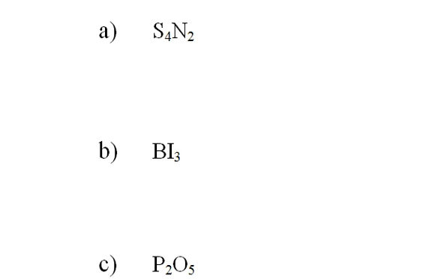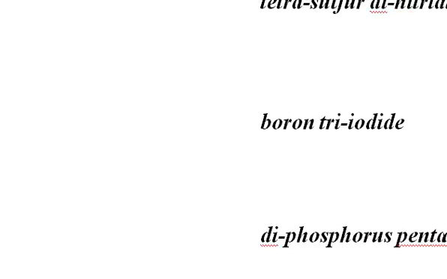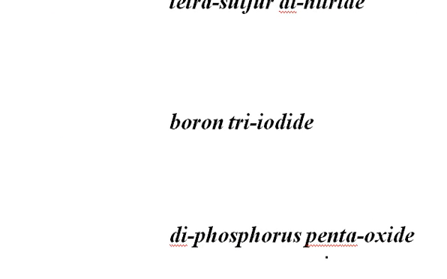Letter C, we have P2O5, which means we have phosphorus and oxygen. Drop the last 2 syllables on the oxygen, so the gen goes to ide, and we have oxide. Since we have 5 of those, it's pentaoxide. Phosphorus, since we have 2 of those, we're going to call that diphosphorus pentaoxide.